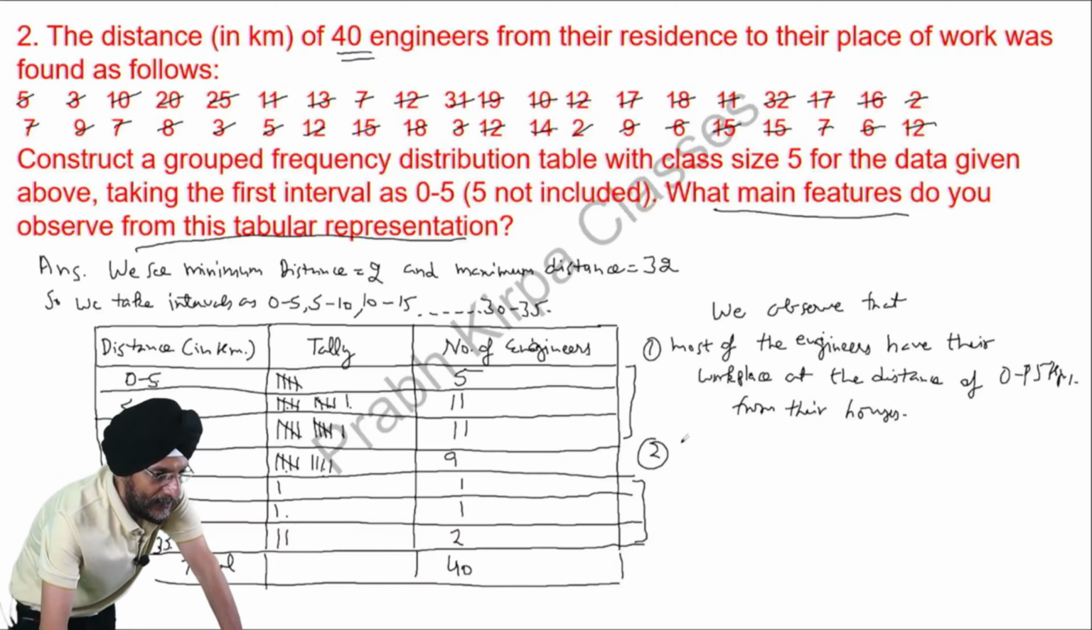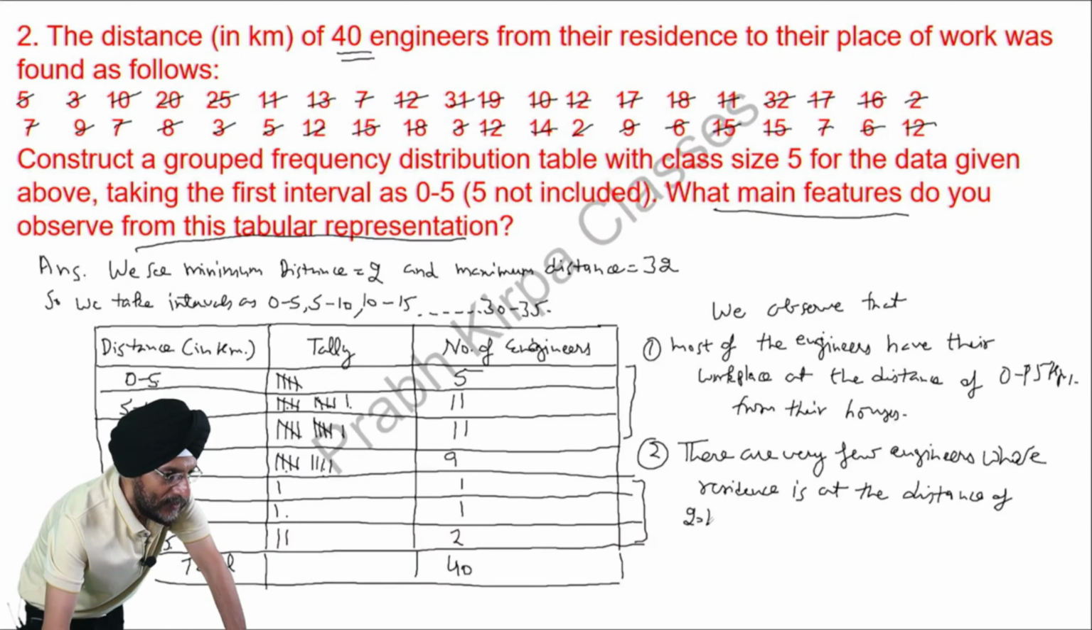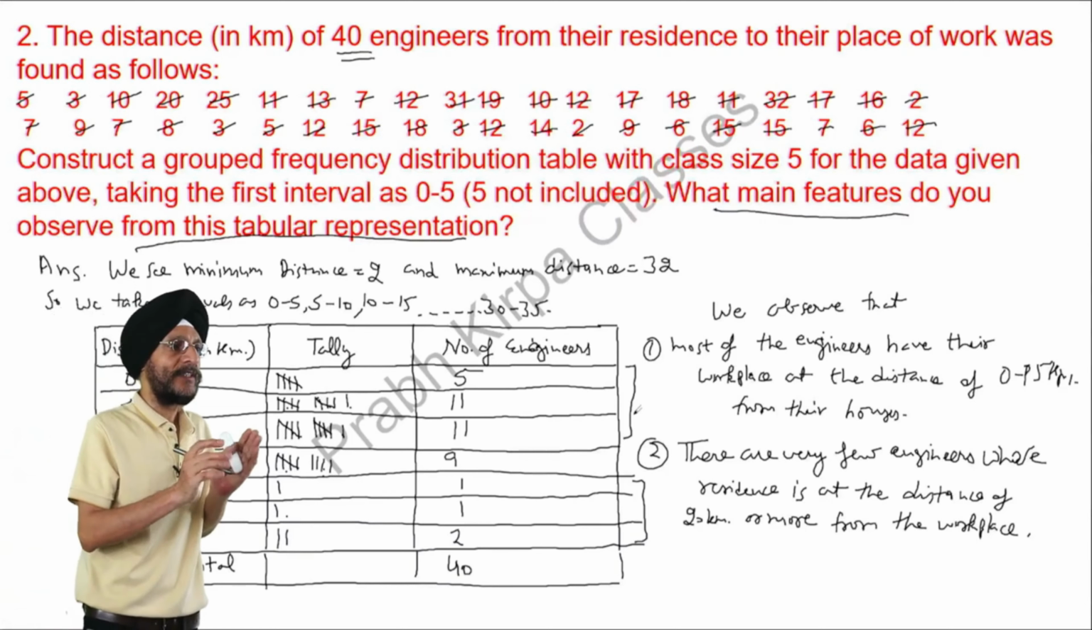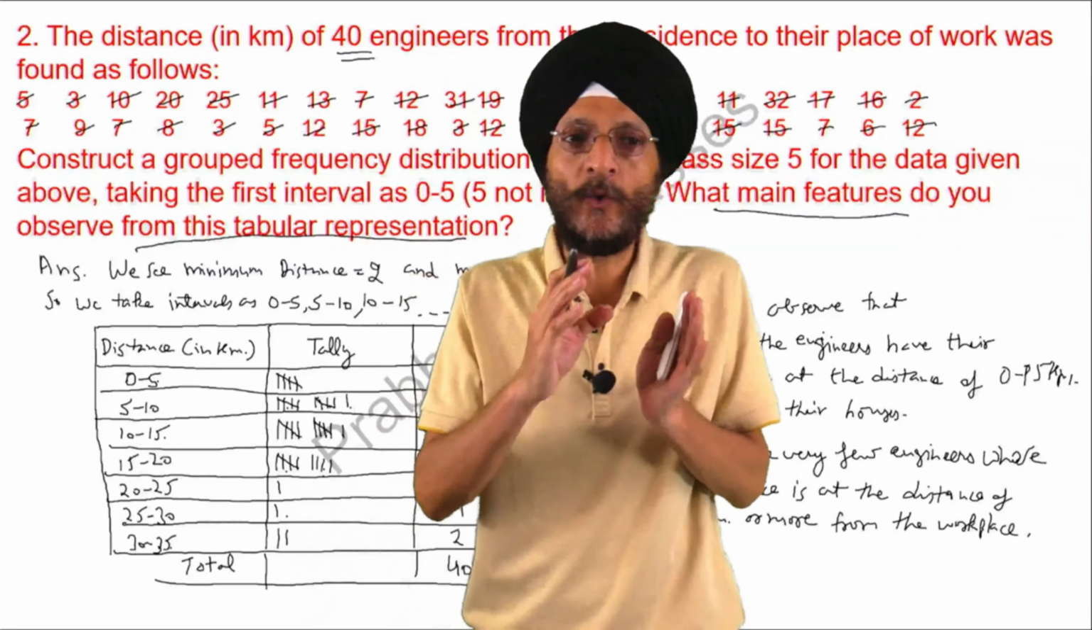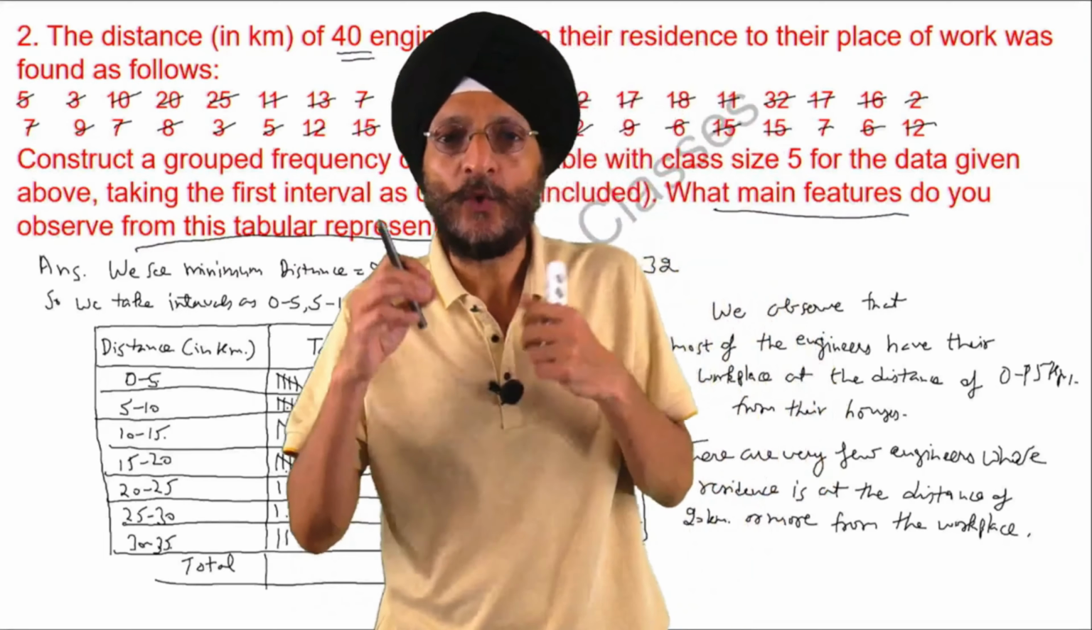So next, the second point which we find is that there are very few engineers whose residence is at a distance of 20 kilometers or more from the workplace. That is, we have observed two things. Maximum engineers have to travel only 0 to 15 kilometers, and there are only a few engineers who have to travel 20 kilometers or more.